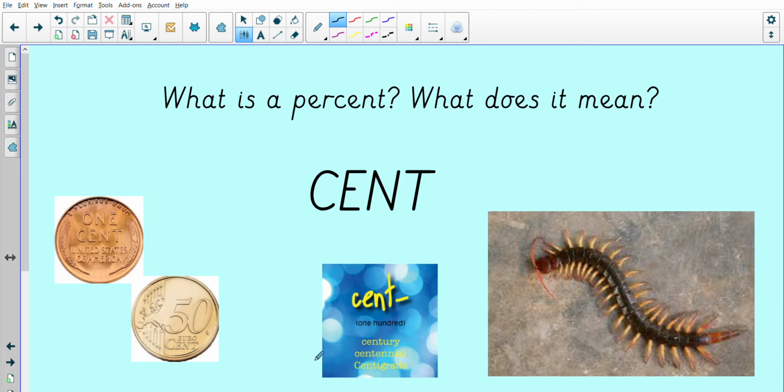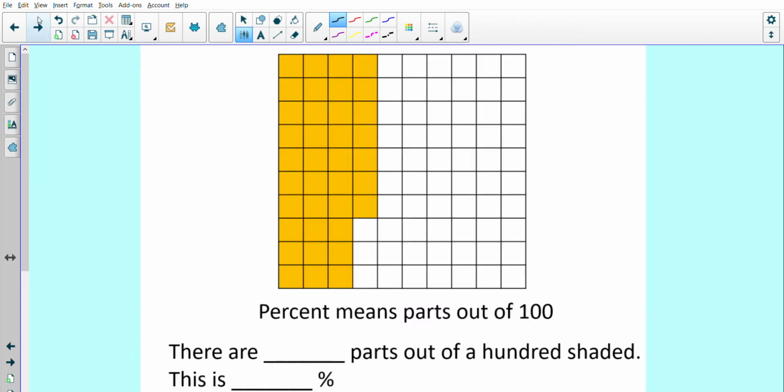Centennial, an anniversary of 100 years. Centigrade, a form of temperature measuring using hundreds. So, percent means out of 100, parts out of 100. So, out of 100, how many do I have?